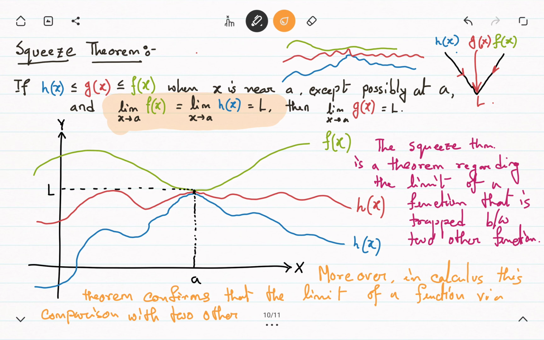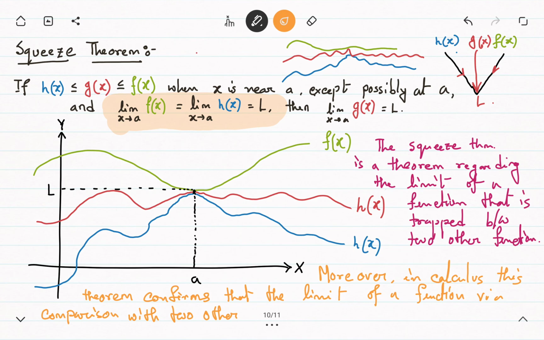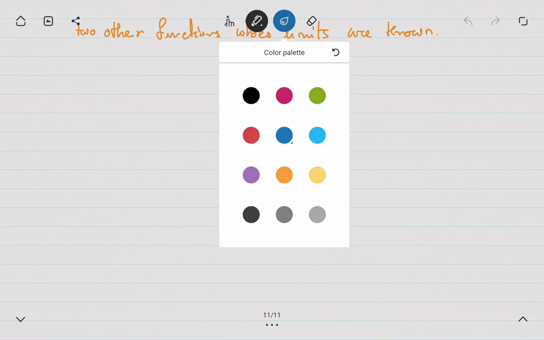So first prove the squeeze theorem, then we'll jump to the problems. Okay, so let me go to the next page. Okay, so proof. So let us write the proof.